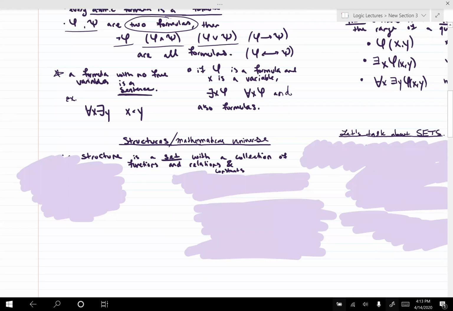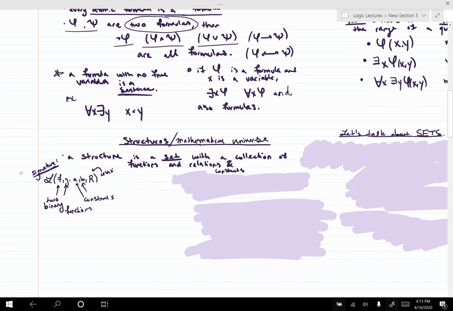So now we can actually start talking about structures, where we're really getting into the beginnings of model theory here. A structure is a set with a collection of functions, relations, and constants.